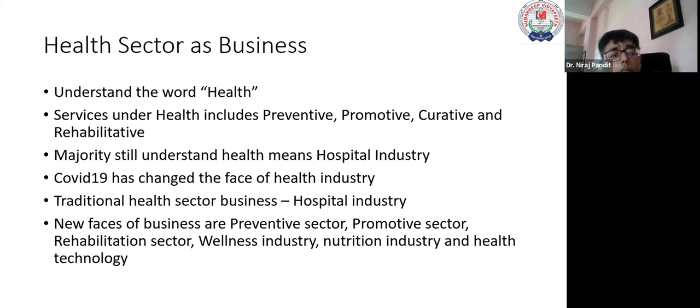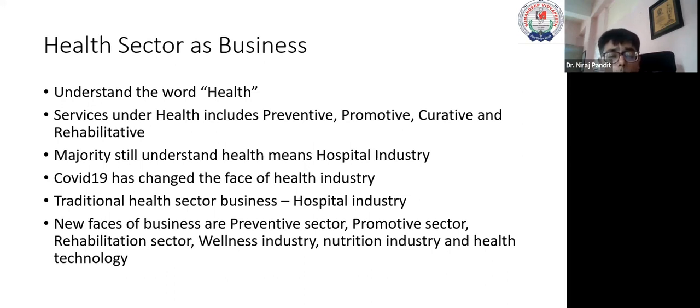Thanks to COVID-19, which has changed the face of the health industry. Very important, because post COVID I have seen nobody likes to go to the hospital. Previously, everybody would just get admitted to hospital, but looking at the COVID situation, now everybody wants to be healthy. So the real health industry developed post COVID, and people's consciousness is very important. The traditional health sector is the hospital industry, I said. The new faces of the business are the preventive sector, promotive sector, rehabilitation sector, wellness industry, nutrition industry, and health technology.